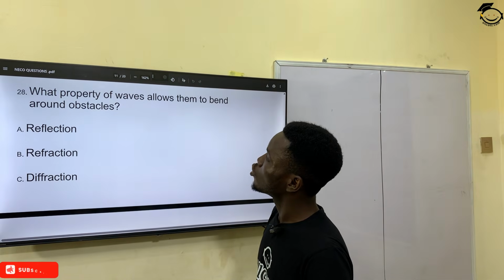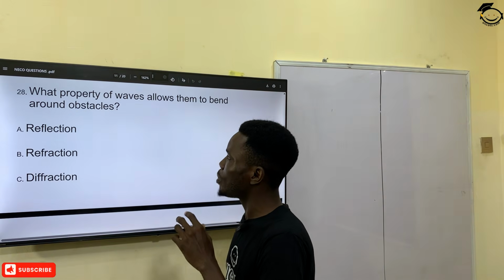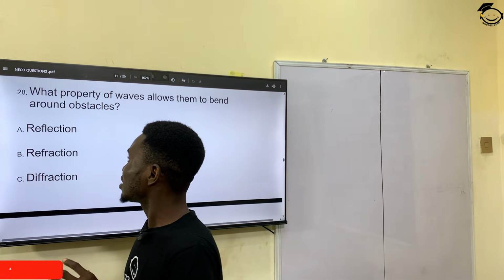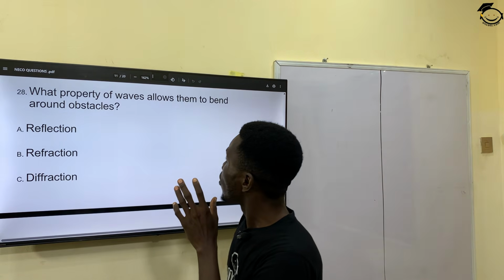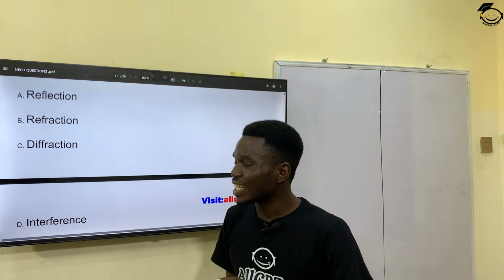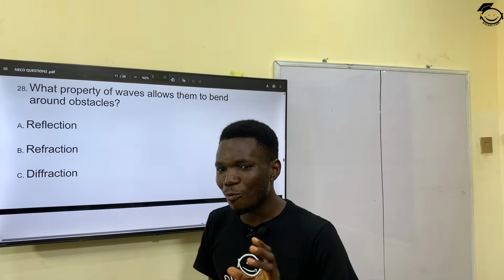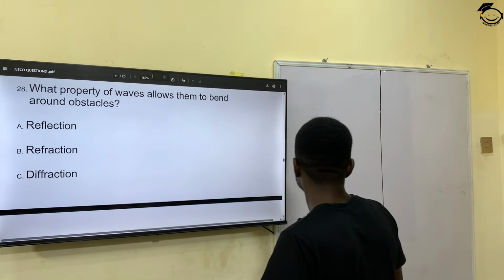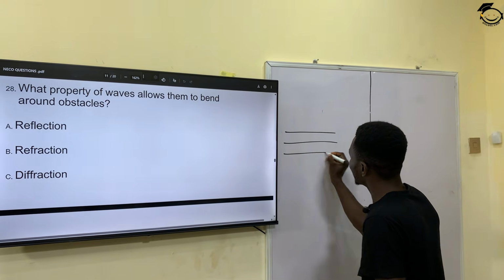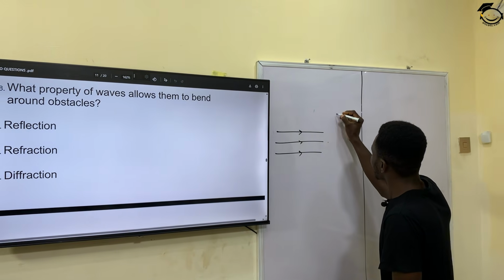Question number 28 says, what property of wave allows them to bend around obstacles? So the correct answer to that question is diffraction of wave. So when a wave hits an obstacle, let's say I have rays of light traveling this way, so this is a beam of light now, and then I have a thick block here.